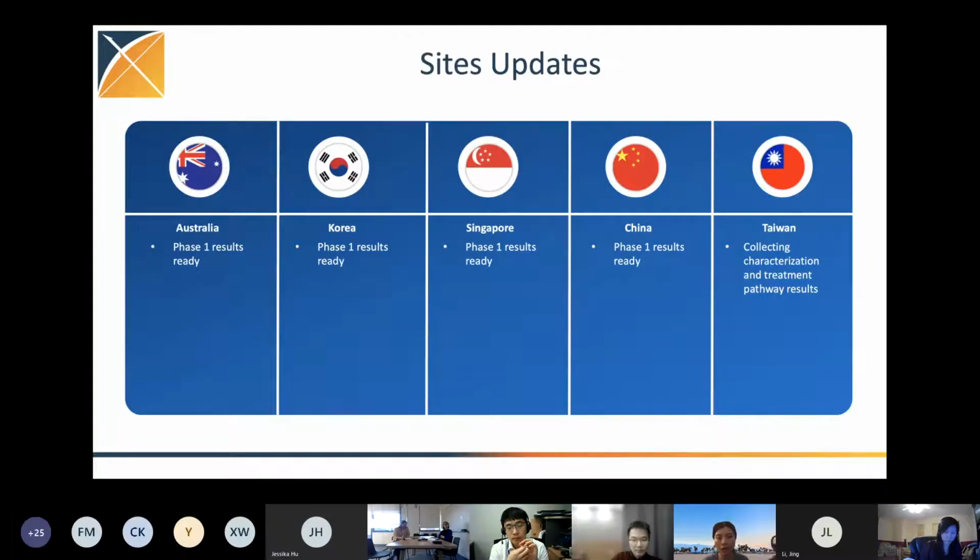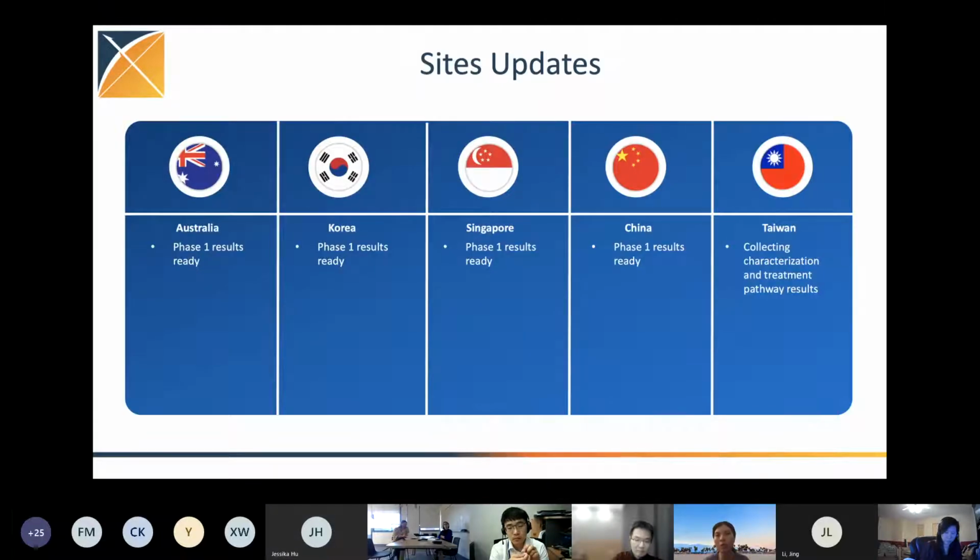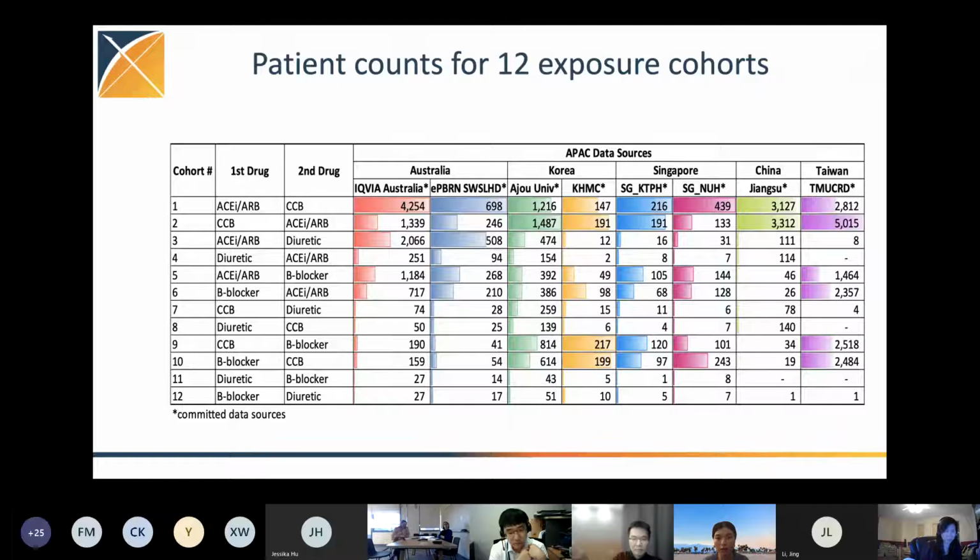I should have a slide showing each of the different databases here. I just want to mention all the databases cover 21 million patients altogether, and all of them are EHR databases. And this is the number of patient counts in each of the exposure cohorts of the different databases. You can see that we color coded it, thanks to Jing and Xialing.